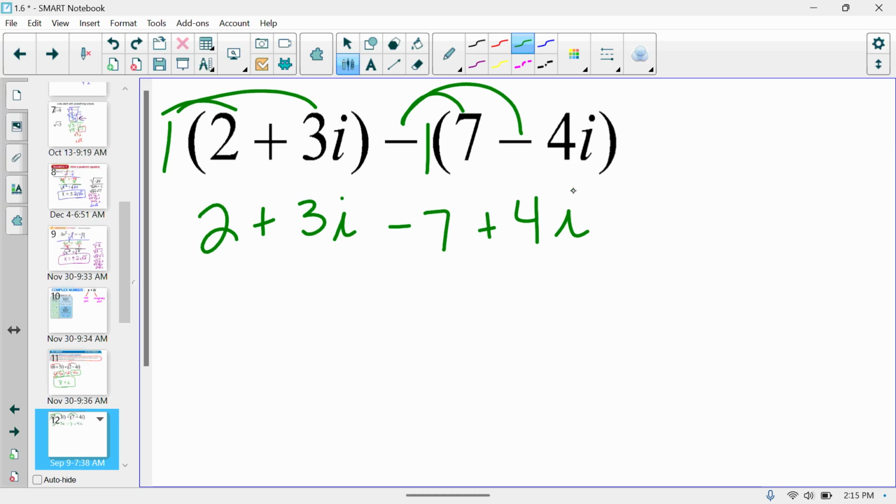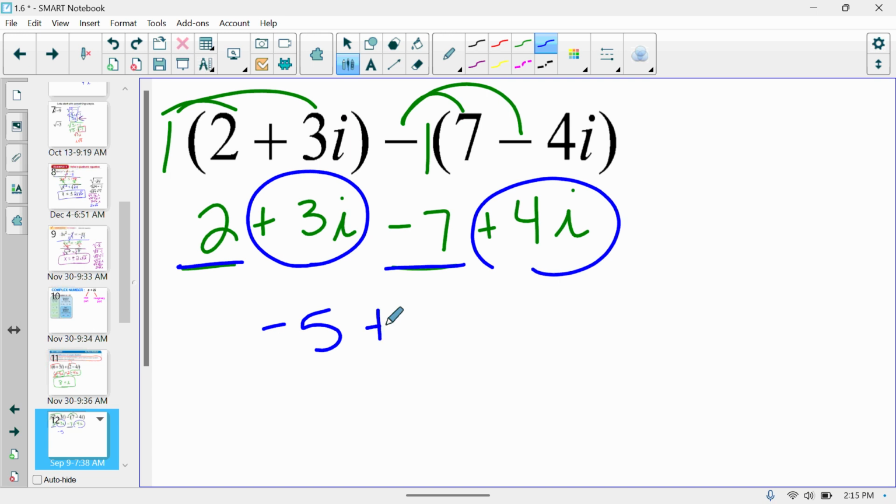So the 7 becomes negative 7. The negative 4i becomes positive 4i. And then it's just the same as the last one. Just combine the real parts. So 2 minus 7 is negative 5. And combine the imaginary parts. 3i plus 4i is positive 7i.